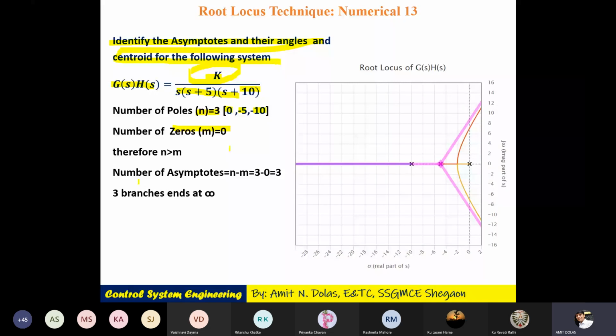So asymptote will be again 3. और 3 आते हैं तो आप ध्यान में रखो, the angles will be 60, 180 and 300. 300 is nothing but minus 60. इसके अलावा आते ही नहीं है.